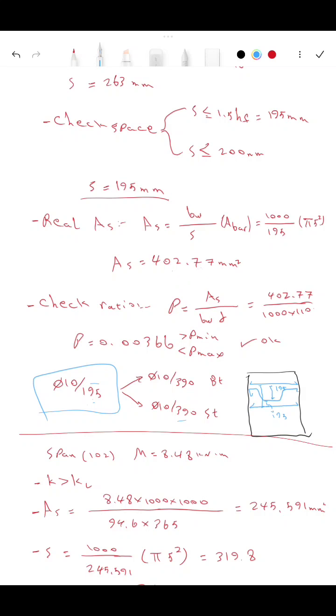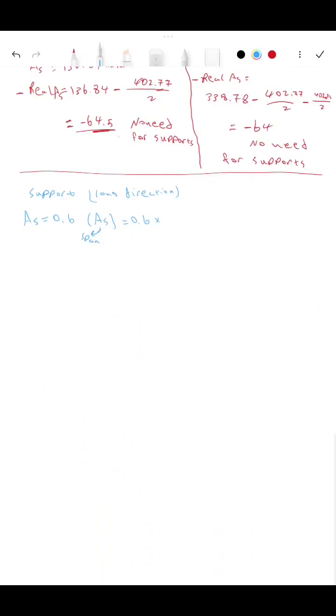So the value we have is 402.77. The formula is 0.6 times 402.77, and it equals the area of steel, which is 241.66 millimeters square.